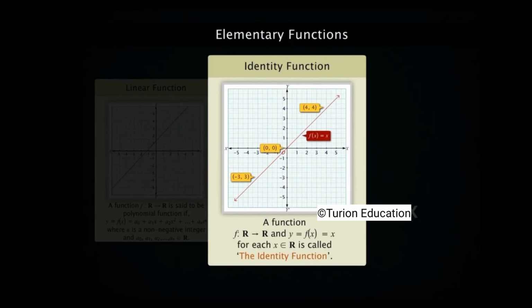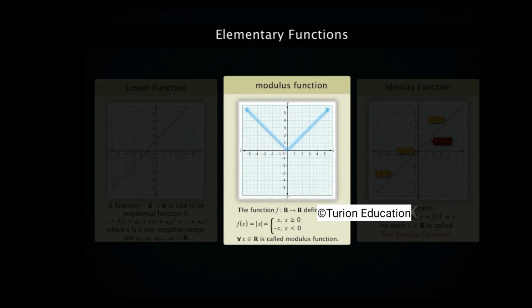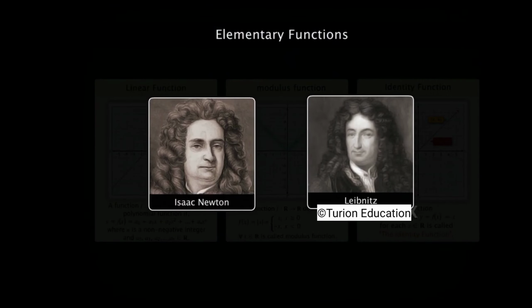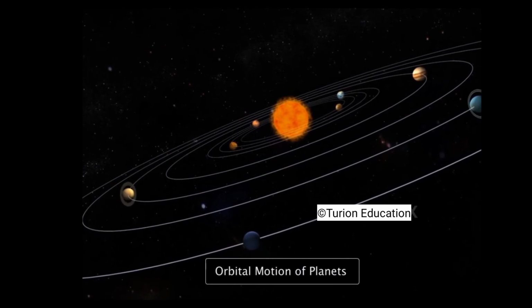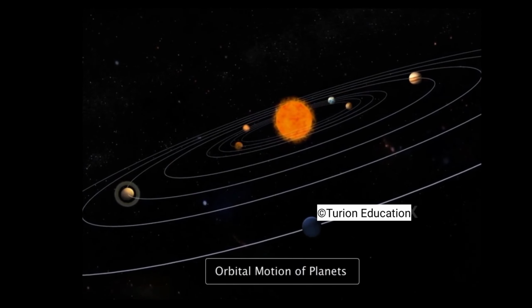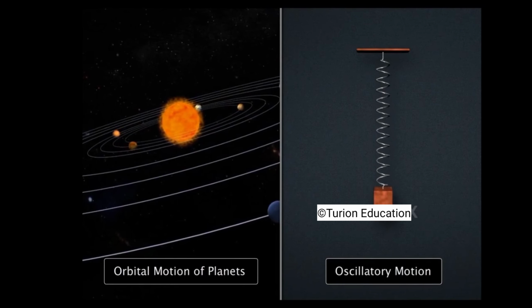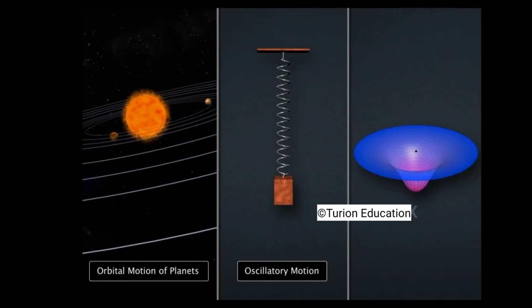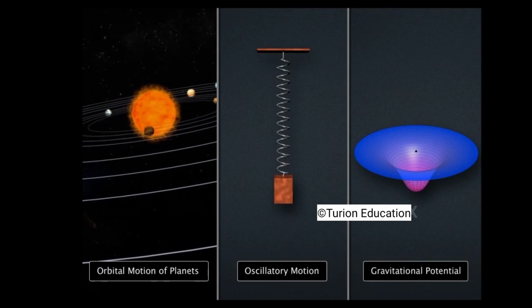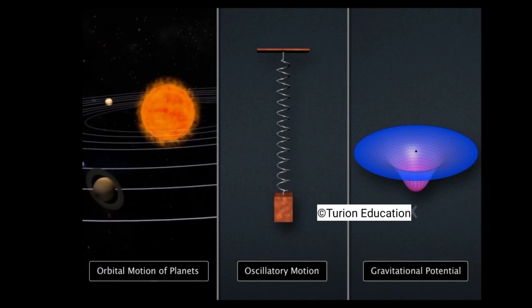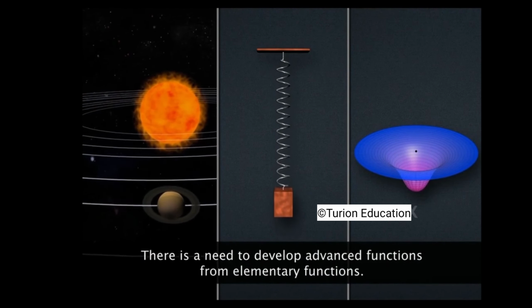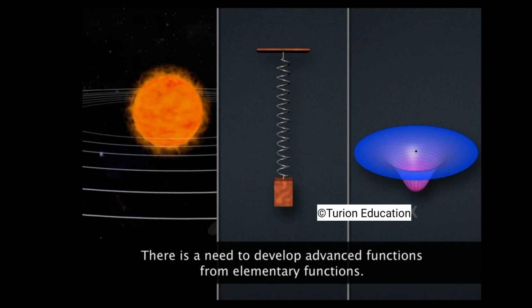Functions were once extensively used by scientists to describe physical processes. In the 18th and 19th centuries, scientists discovered that the elementary functions had their limitations. Solutions for some important physical problems, such as the orbital motion of planets, the oscillatory motion of suspended chains, and the calculation of the gravitational potential of nearly spherical bodies could not always be described in a closed form using only elementary functions. This created a need to develop the advanced functions from elementary functions.